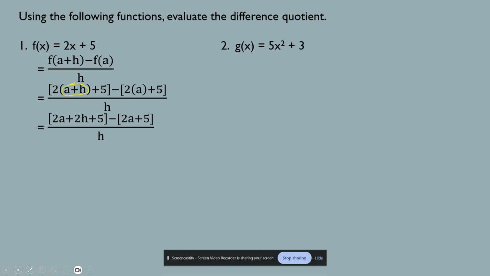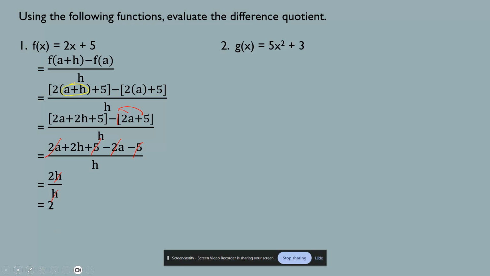Then I'm going to distribute my 2, so you got 2a plus 2h plus 5. Then I'm going to distribute my -1 like so. So I end up getting -2a minus 5. Then you will notice my 2a's cancel out. My 5 cancels out. So you're left with 2h over h. Then h will cancel out again. So you end up having 2 as your final solution.